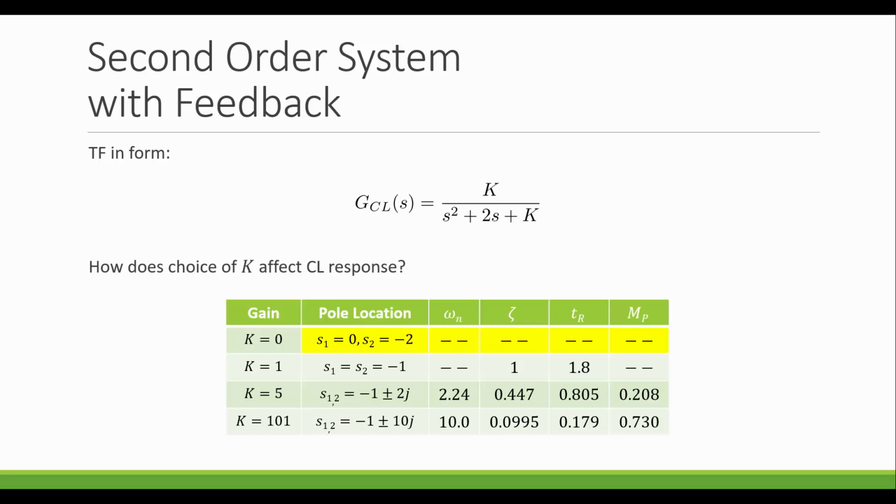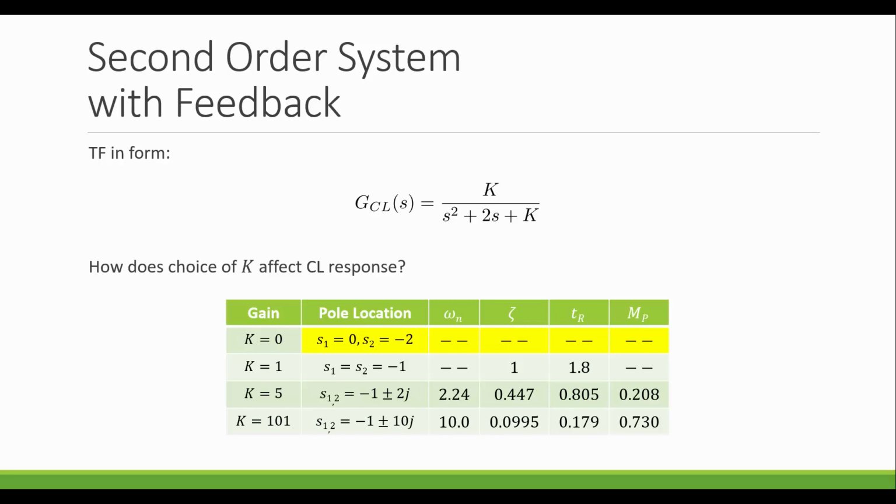And we can see that that gives us a zeta of 1, and we can compute rise time that way. But in a critically damped system, we don't have overshoot, we don't have a natural frequency. So this would be a case where, at least for this course, we would probably not want a gain of 1. We typically want to choose a gain such that the closed loop transfer function will be underdamped.